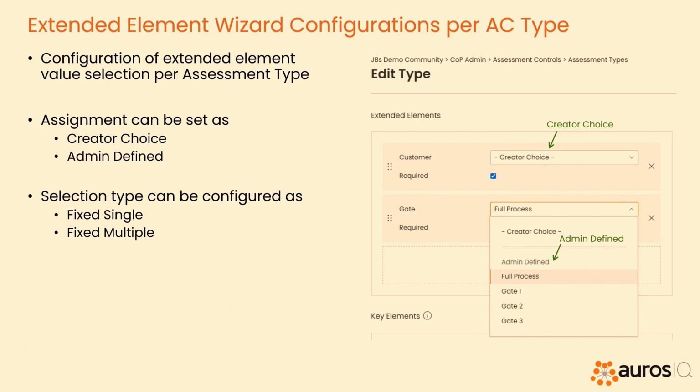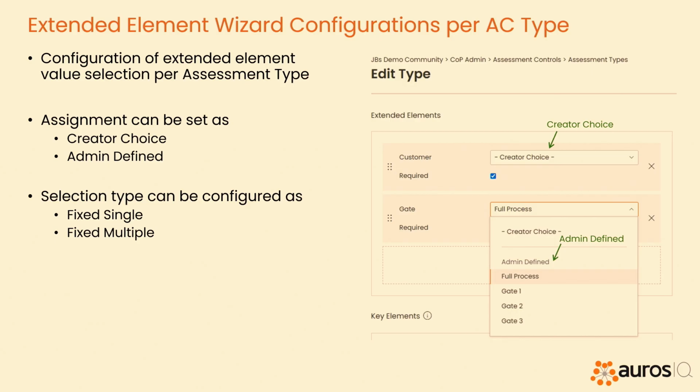So one more very cool thing about the extended elements on your assessment type is you have the ability to predefine if you so choose at the admin level. So there's 3 things that you can do, or 2 things really, when you have your extended elements. If you have a fixed choice list of single or multiple, you have the ability to admin define that value if you know it for an assessment type.